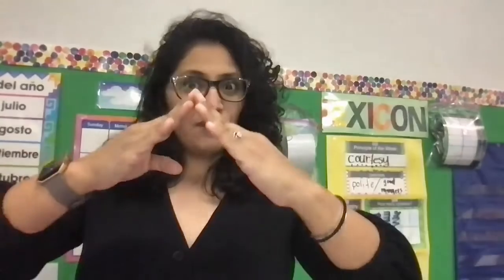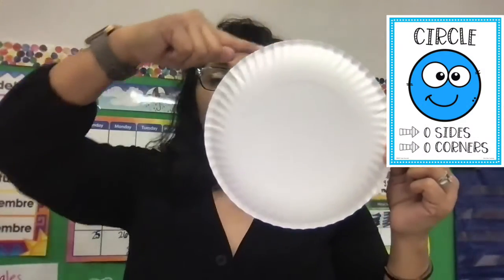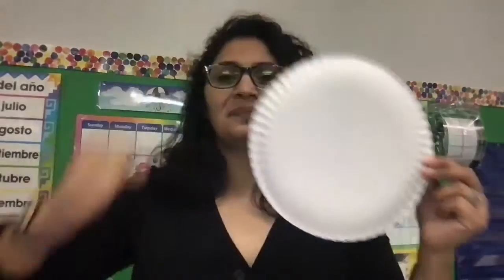The next shape we have is our circle. Circle, circle. And the circle is very special because it is just one curved line. Does it have any vertices? Do you see any vertices or corners on my circle? Me neither. What about any sides? Remember, these are straight lines on a shape. Do you see any sides on this? Nope. It's just one long curved side, just like that.